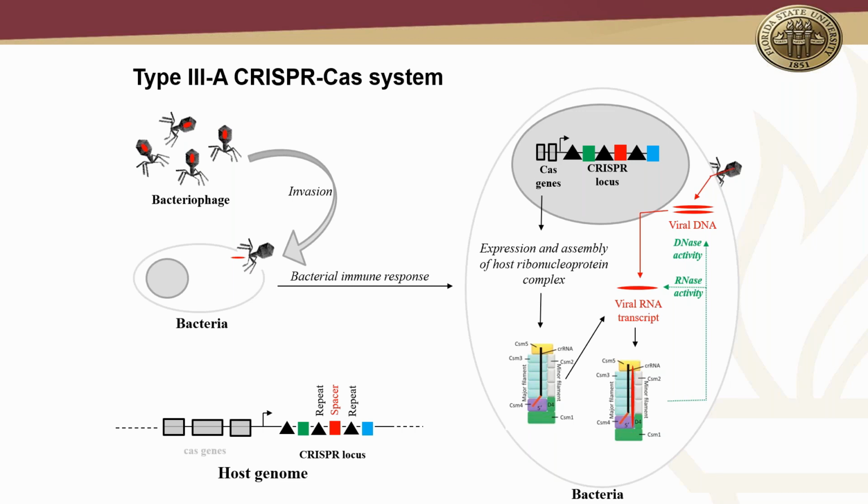Moreover, this effector complex would bind to another unique protein to get activated as a DNase and target the viral DNA. Thus, the ribonucleoprotein would have successfully degraded the viral RNA transcript and the viral DNA, leading to the survival of the bacteria. So this is just an overview of the CRISPR-Cas system.